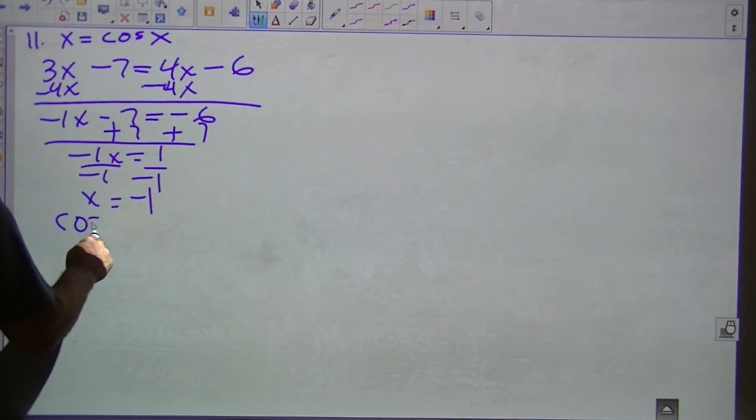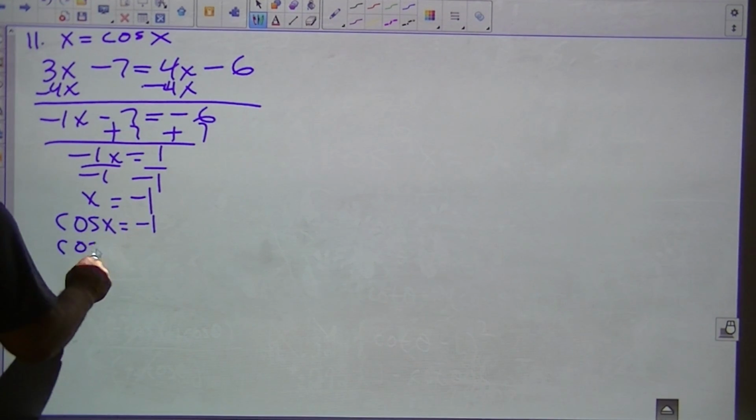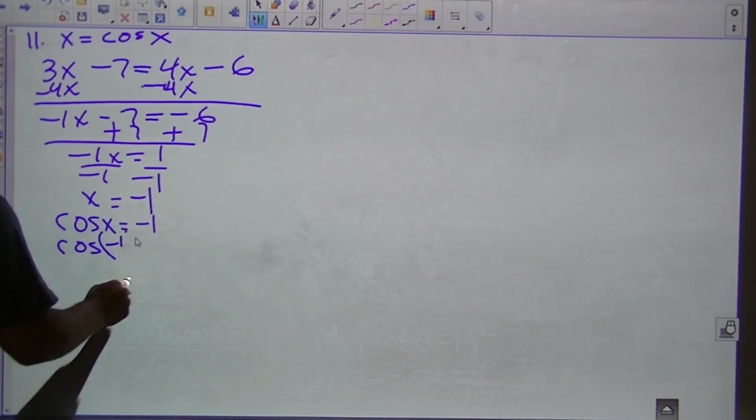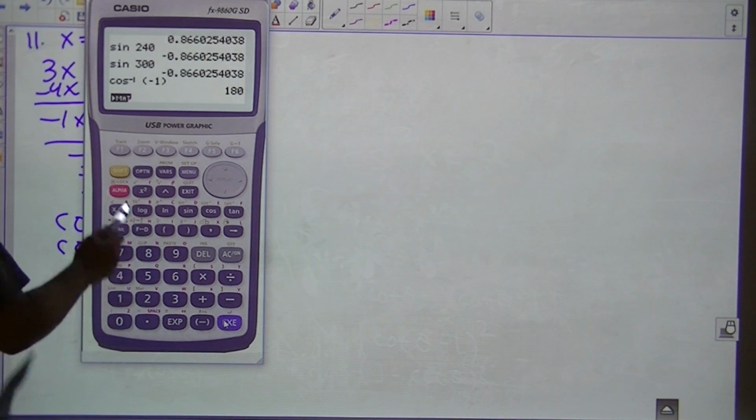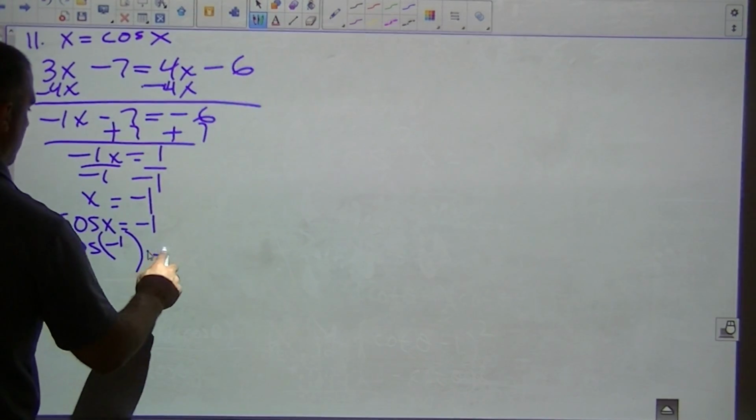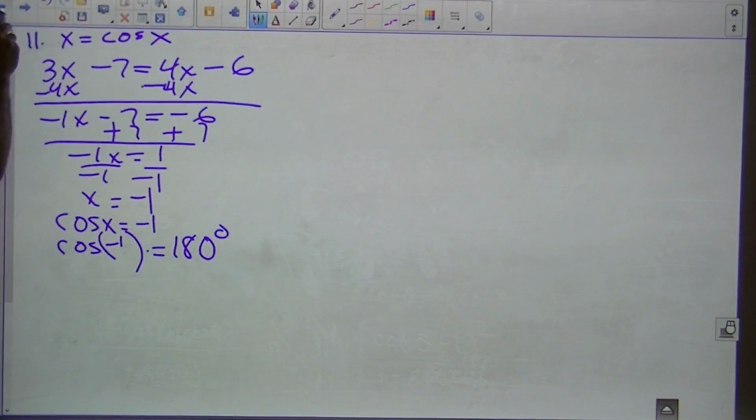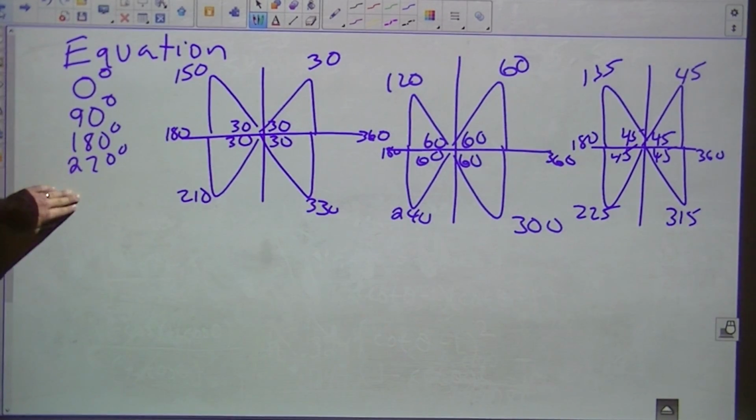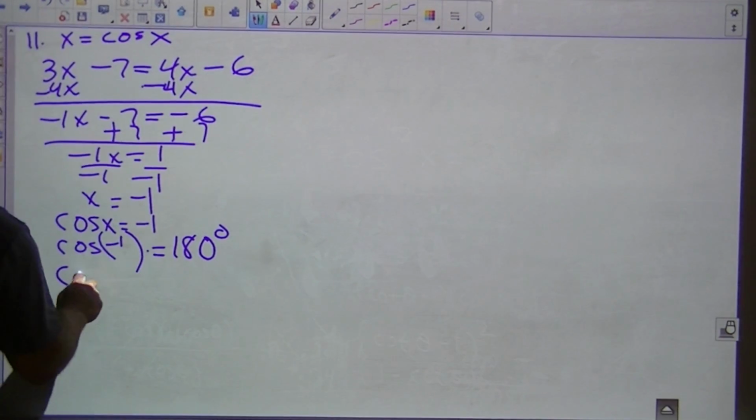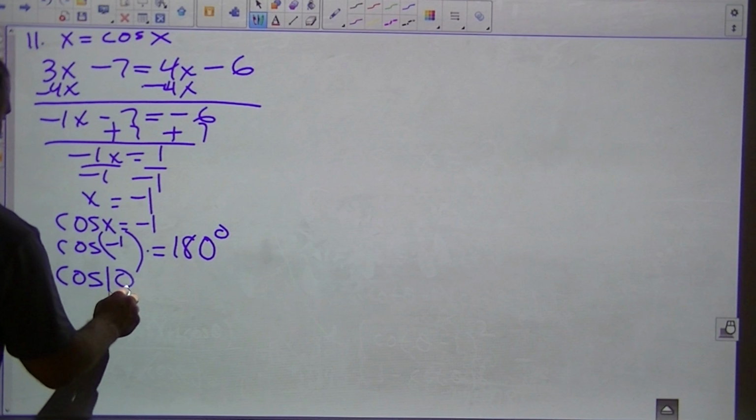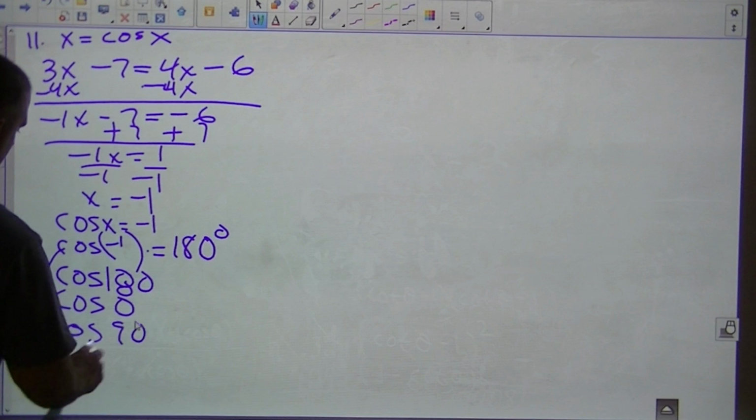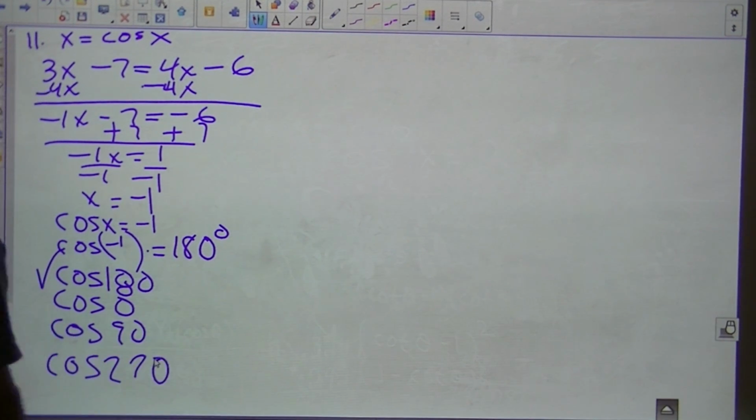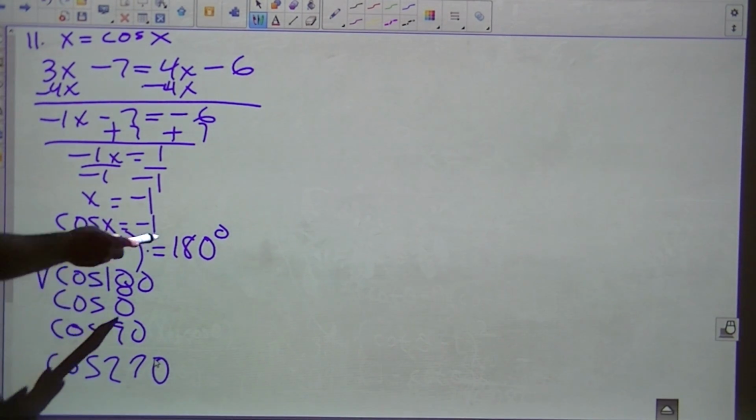I'm going to put the cosine of x back in. And then take inverse cosine of negative 1. Okay, now if I do inverse cosine of negative 1, it tells me 180 degrees. That's the first one that worked. Now, here's what I do. I go back to this. These are these. It's not a bow tie. So the only ones I got to try are cosine of 0. Well, let's do cosine of 180 first, which we know works. Cosine of 0, cosine of 90, cosine of 270. You don't have to do 360 because it's already been done with 0.